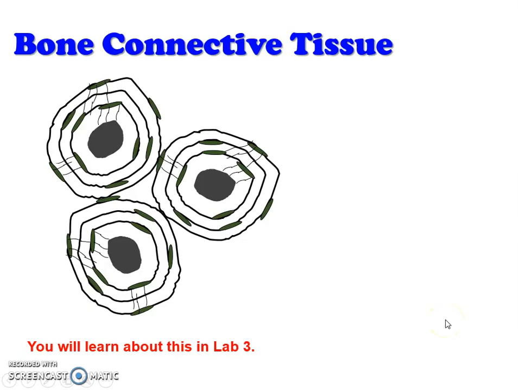The next type of connective tissue is bone connective tissue. Usually we're used to referring to bone connective tissue as just bone tissue, but again, make sure that you're putting that word connective in there. Now, we will be discussing bone connective tissue in much greater depth when we work on lab number 3. We start to look at the skeletal system. But we might as well introduce the parts that we're going to see there.